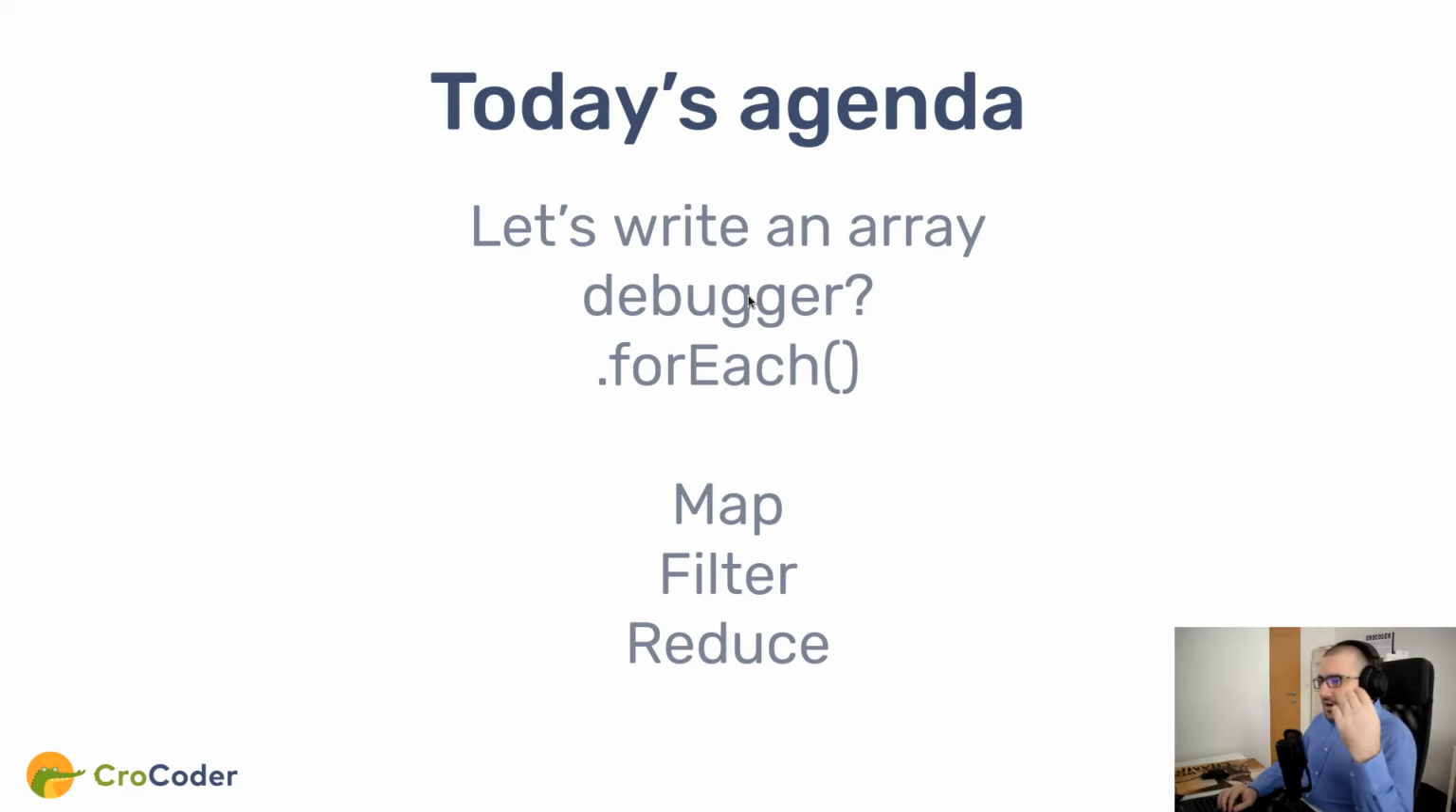So today's agenda: first we will write an array, then we can see how to debug some stuff, because we will need to know how to debug if we want to debug forEach, map, filter, and reduce in the future. So the debugger is a way to stop your script from being executed on your website.